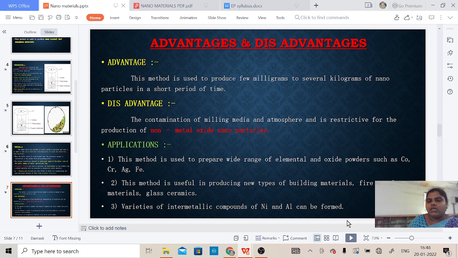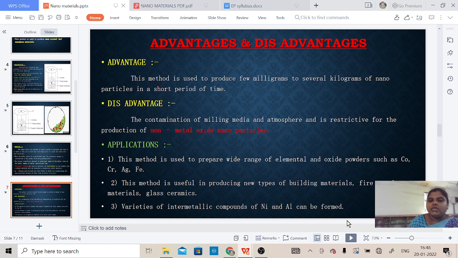There is ball milling. This method is used to produce a few milligrams to several kilograms of nanoparticles in a short period of time. This is the advantage. And what is the disadvantage? The contamination from milling media and atmosphere, and it is restrictive for the production of nano metal oxide nanoparticles. So actually this is a disadvantage.